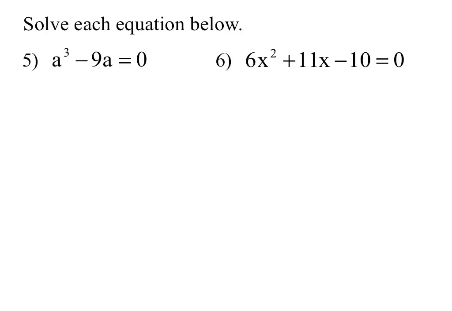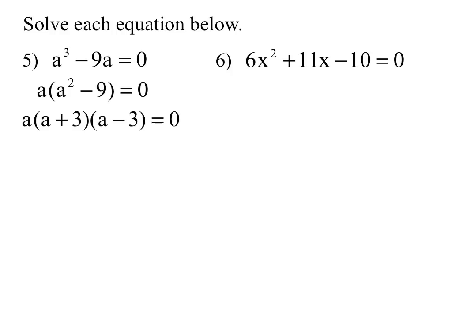More of the same. Factor out our GCF, break down our difference of squares, end up with a equals 0, or -3, or 3.